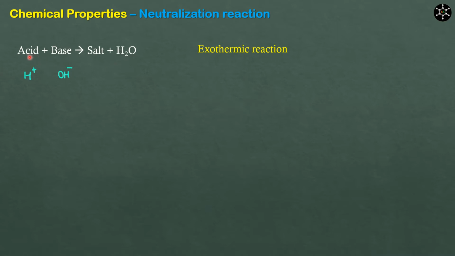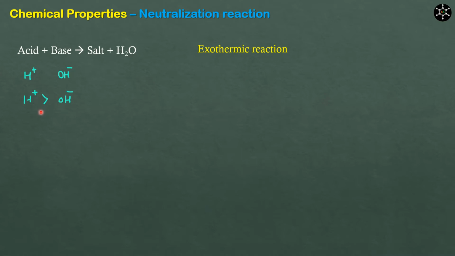Imagine we take excess acid than required. At that time, we will have a concentration of H+ more than the concentration of OH-. In this scenario, after the reaction, some amount of H+ will remain as such in the solution. This situation is called partial neutralization.